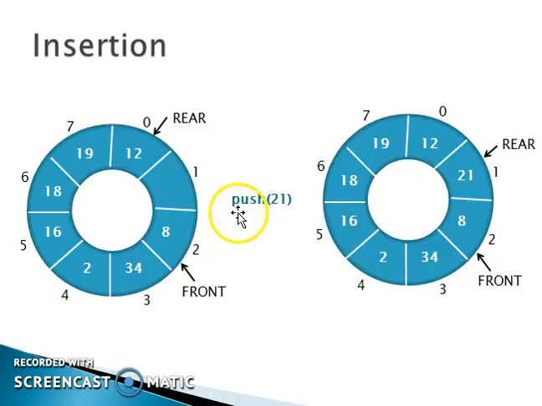Now assume that the element 21 is to be inserted into this circular queue. The 21 will be inserted in the slot that is having index 1. So this is how insertion can be done in a circular queue.